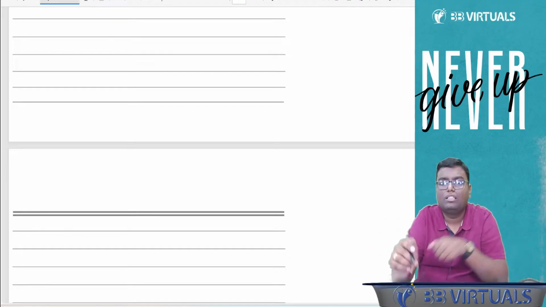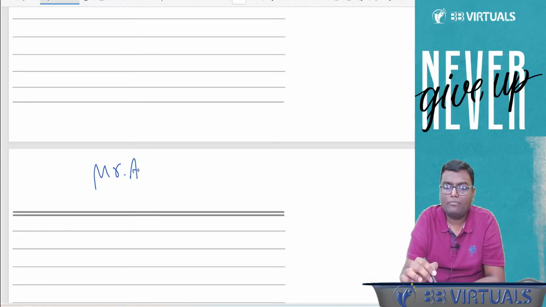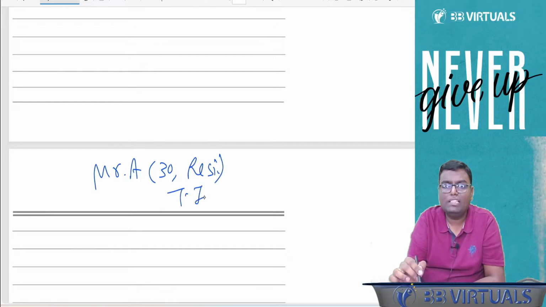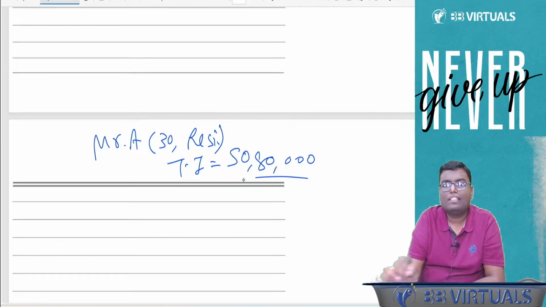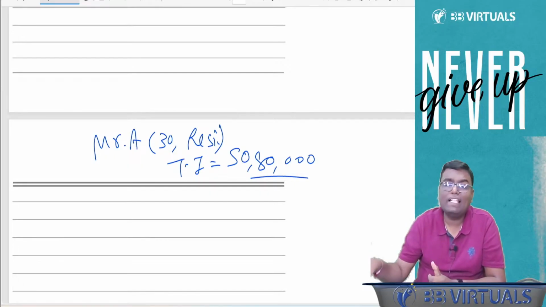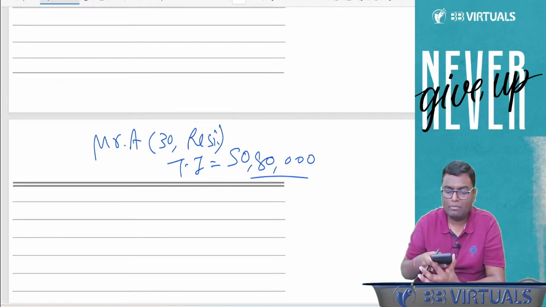First of all, let's say there is a person, Mr. A, whose age is 30 years, he is resident, his total income is 50 lakh 80,000. Calculate tax payable on 50 lakh 80,000. Calculate tax payable.